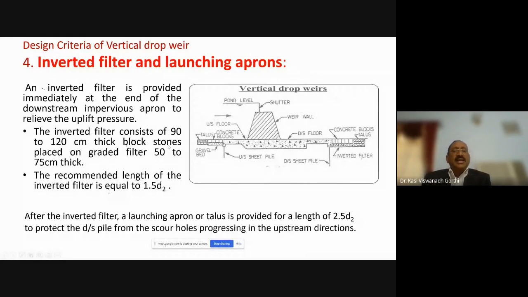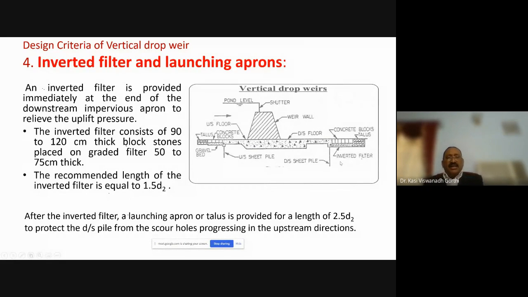And this filter consists of 90 to 120 centimeter thick block stones placed on a graded filter 50 to 75 centimeter thick. The inverted filter is having 2 layers. You can see here in the figure, there are 2 layers. So these 2 layers are placed one over the other. Layer 1, 50 to 75 centimeter thick, and layer 2, 90 to 120 centimeter thick block stones are placed. The total length of this inverted filter on the downstream side will be 1.5 times D2.